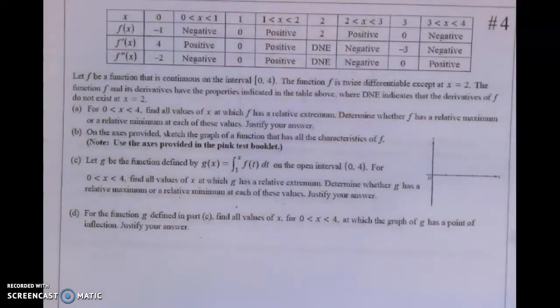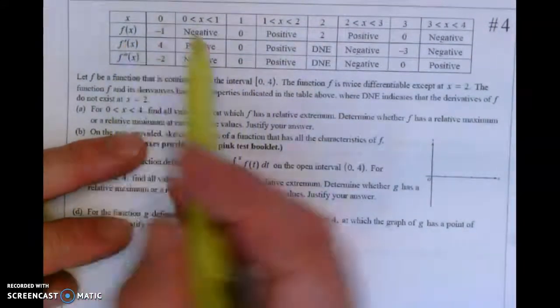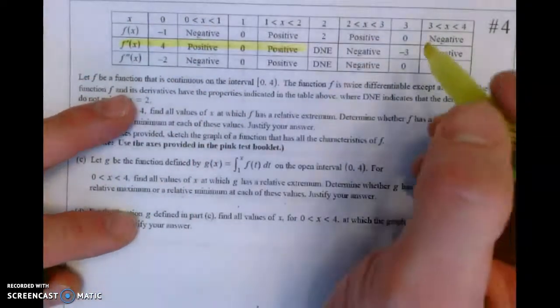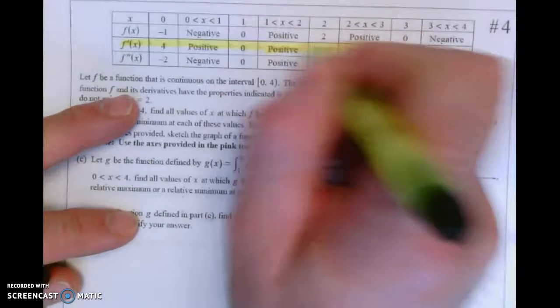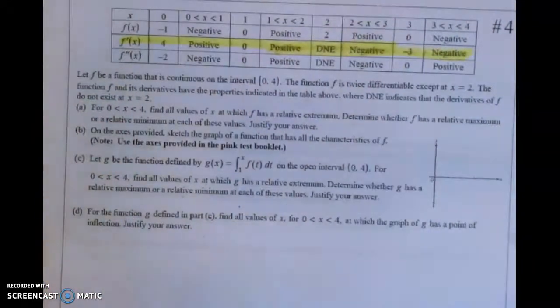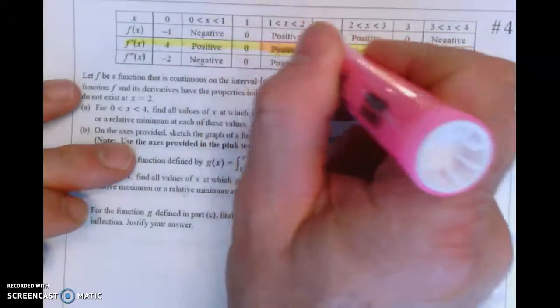Okay, part A talks about relative extrema. So we're looking at where the derivative is possibly changing direction. We look at this function and realize we're looking at the first derivative. It goes from positive to positive, so that can't be a relative extreme. And it goes from positive to negative right here, and then negative to negative. So the only location where it could possibly be a minimum or a maximum is this right here.